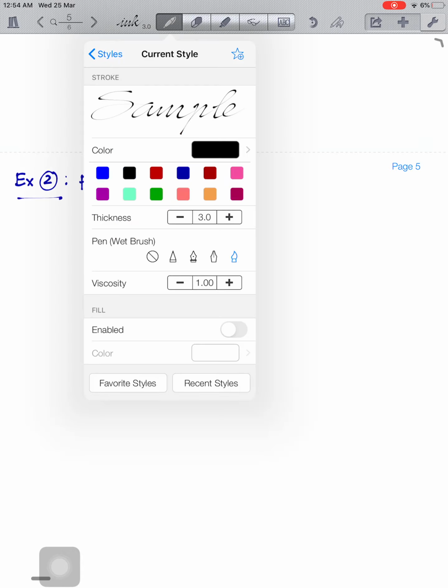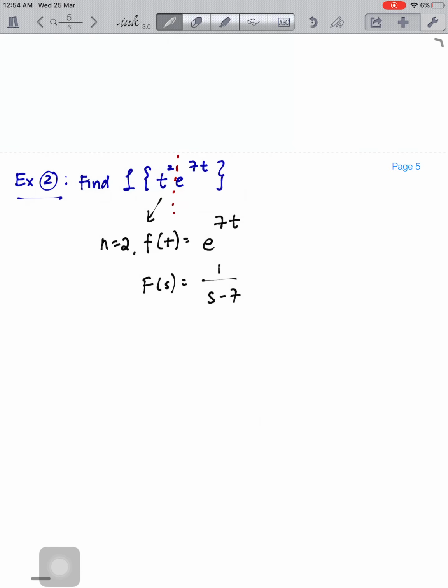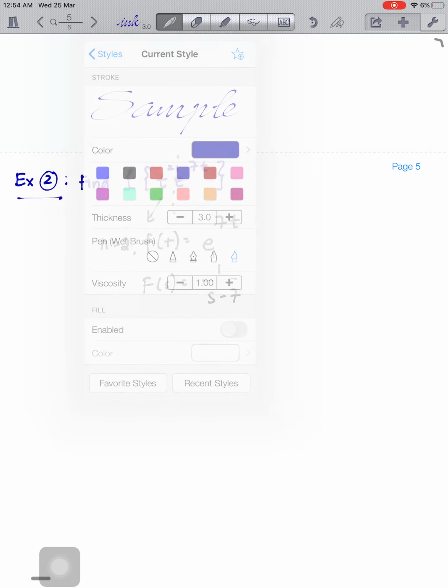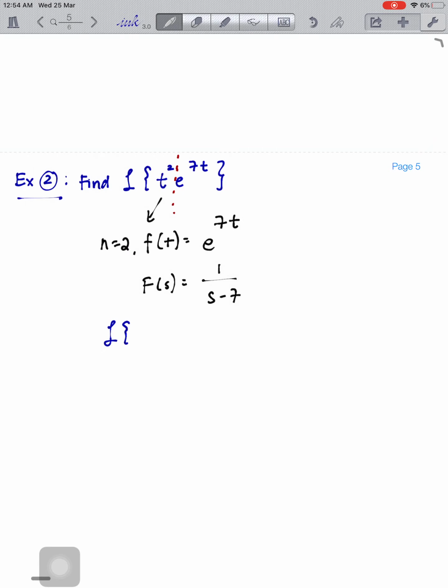Right, now I have all the components, so I'm going to start putting them together. So Laplace of t squared exponential of 7t is going to equal negative 1 to the power of 2. My n is equal to 2, how many times do I have to differentiate?